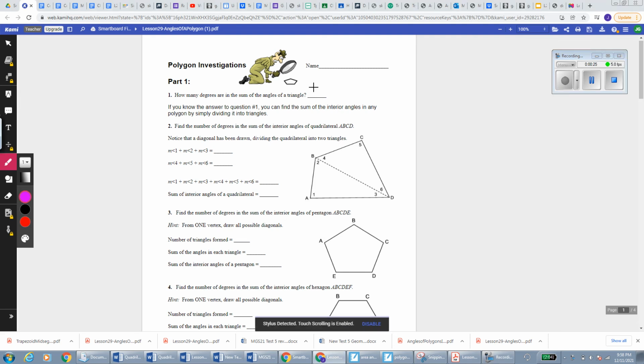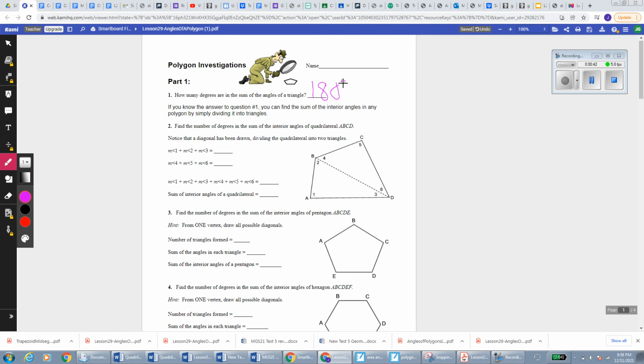You might have been thinking 180 degrees. Please also put that on your paper as well. If you know the answer to question number one, which we do, it's 180 degrees, you can find the sum of the interior angles in any polygon by simply dividing the polygon into triangles.